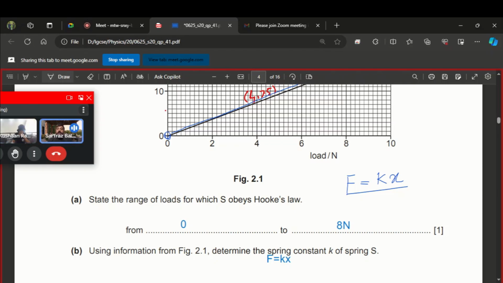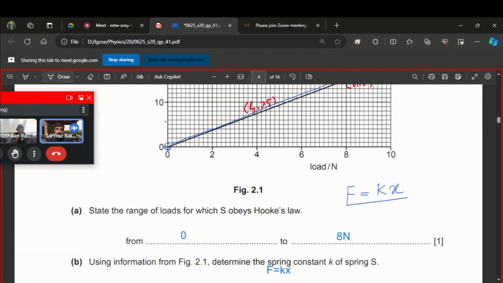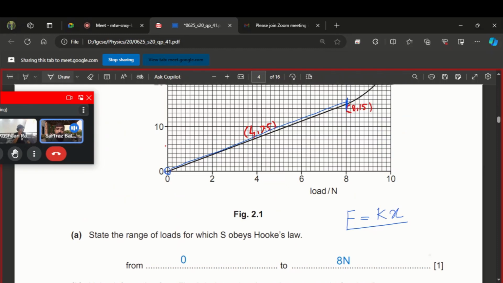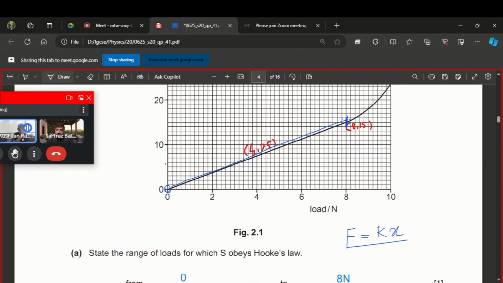Okay. Next question says that using the information in figure 2.1, determine the spring constant of the spring. So what is the formula for spring constant, or what is the formula for Hooke's law? F equals kx, so F equals constant times extension. Very good. So how will we calculate x here? What is F here? Initially it is 0 and then until 8, it's 8 Newton.